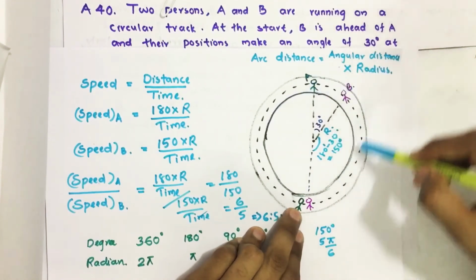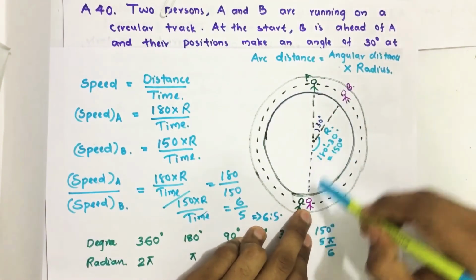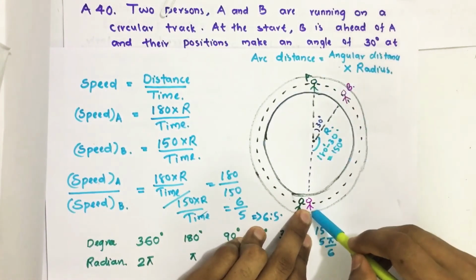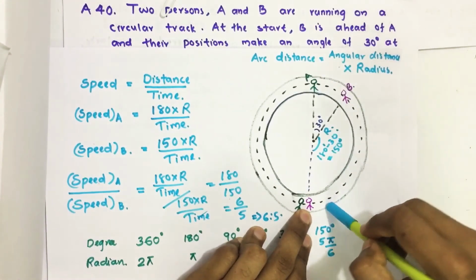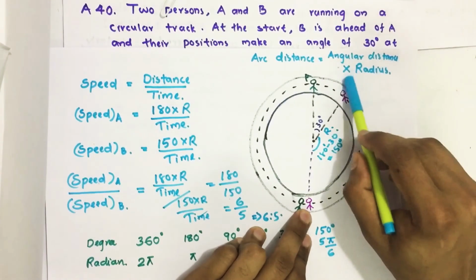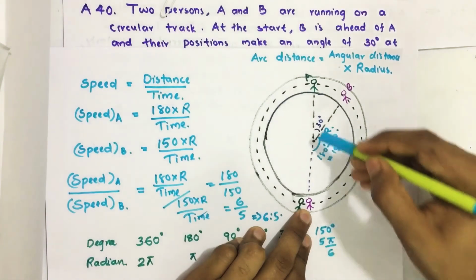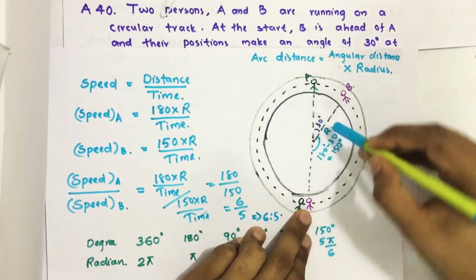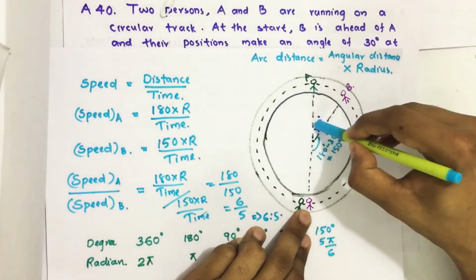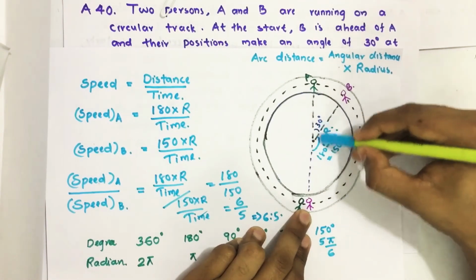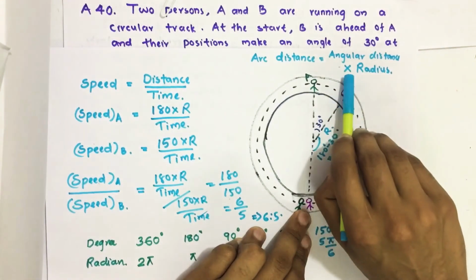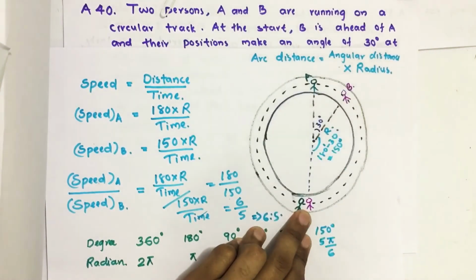A travels from here to here through an arc path. So to find this arc distance or arc length, we know the formula: angular distance in radians into radius. So what is the angular distance traveled by A? It is 180 degrees. Around this point it is 360 degrees and half of this circle gives 180 degrees. And into radius gives the arc distance.